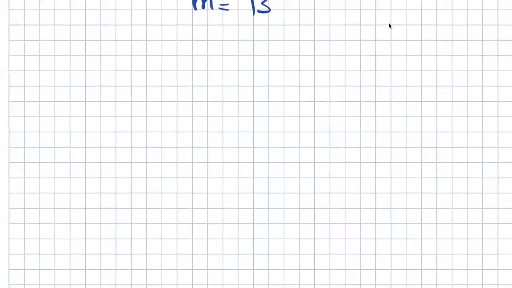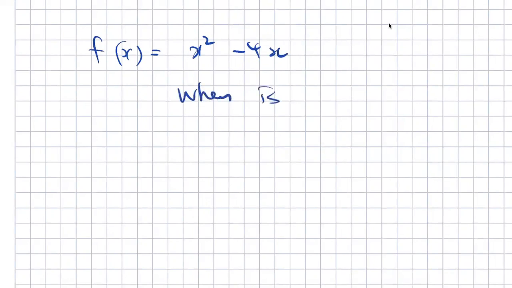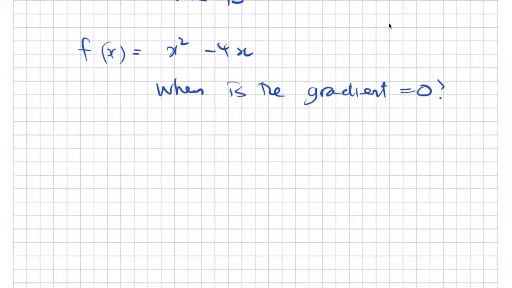Right, next thing is go back to the function that we started with. So here we've got f of x is equal to x squared minus 4x. So what I want to know is, when is the gradient equal to 0? So different question. What we're doing now is we need to work backwards a little bit. So we're given a gradient and we need to work out the when.